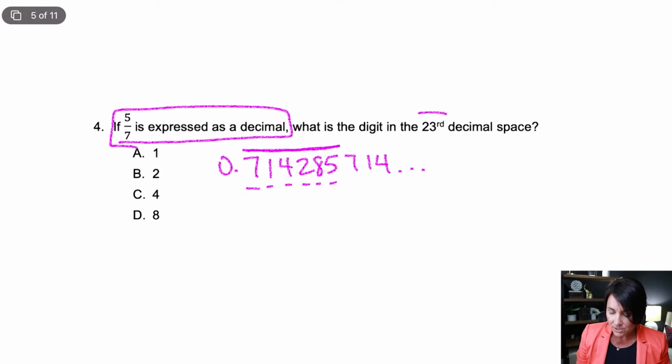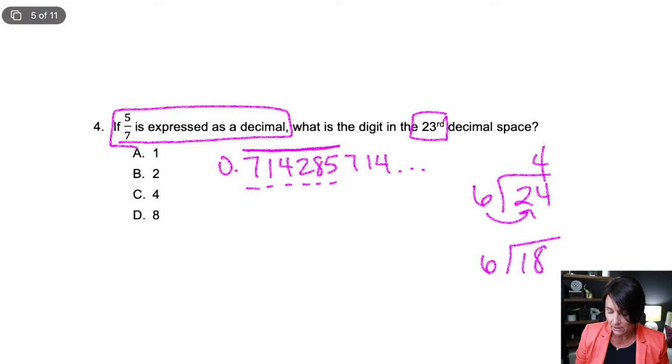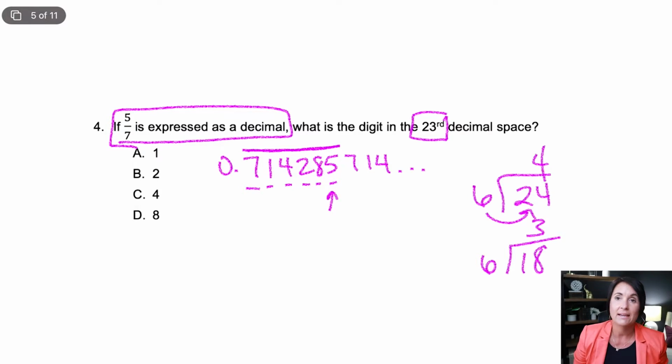Now I'm looking for what's in the 23rd decimal. So ideally, what I would do is take 6 and divide it into 23, but it doesn't go evenly. But 24 does, right? 6 goes into 24 4 times. Or 6 goes into 18 3 times. So we know that on the 24th place, this 5 hits, and then on the 25th place, it goes back to 7, 1, 4, and it goes on, okay?